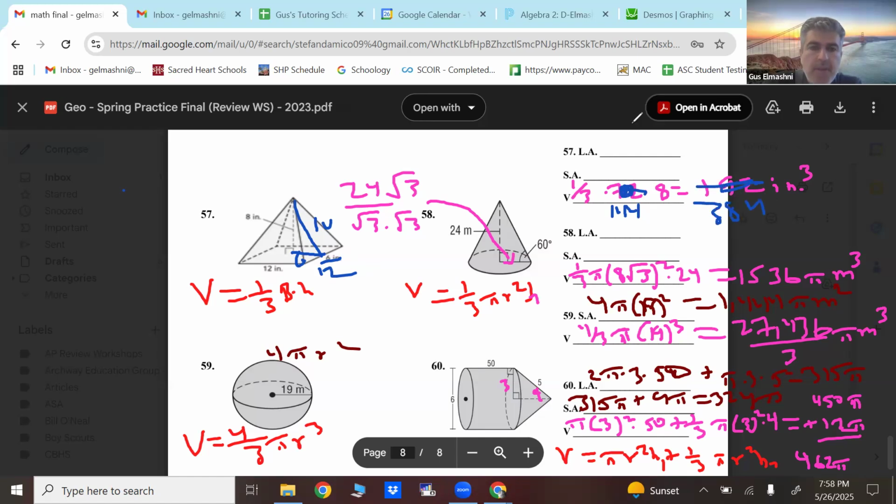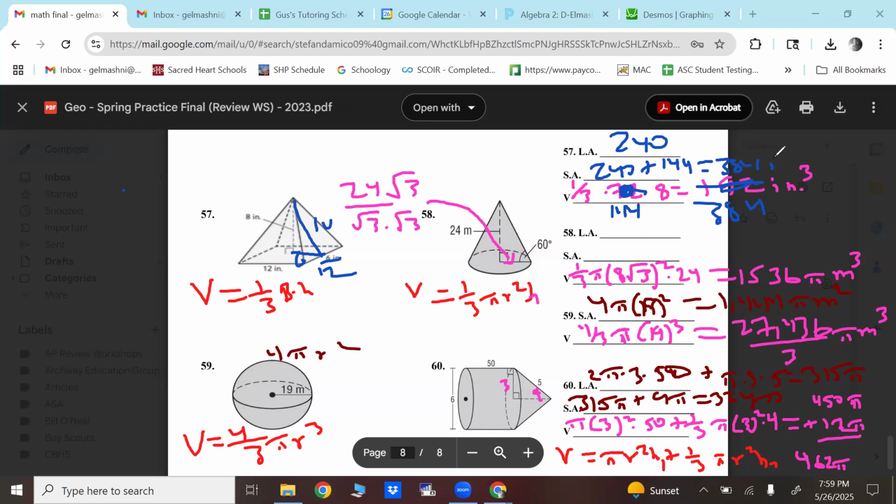Anyway, let's say 10. So it's 60, says 240. And 240 plus 144. So 384. Square inches, square inches.